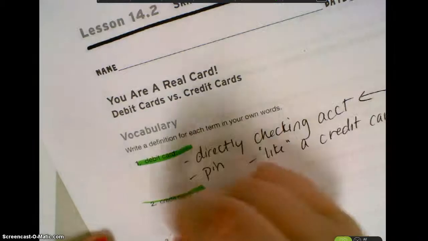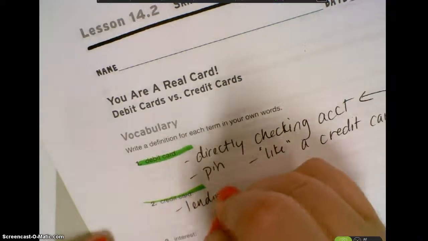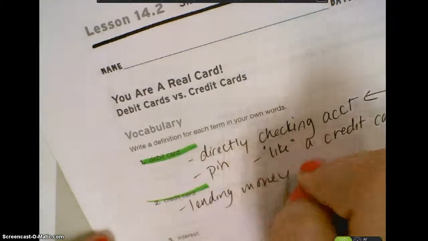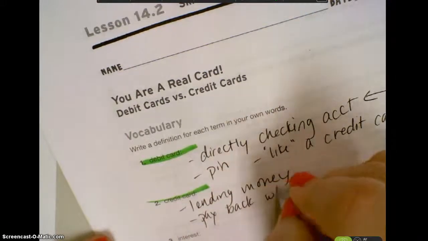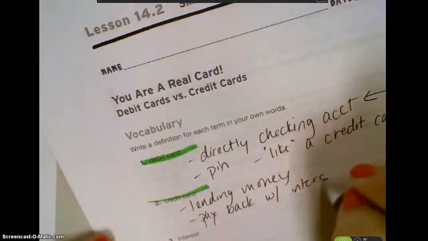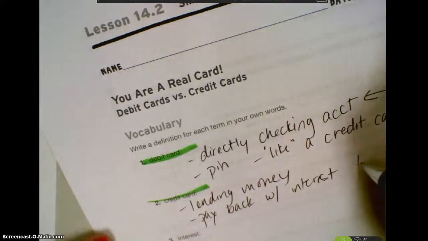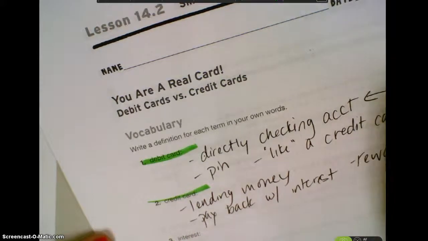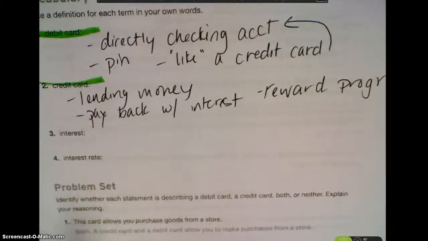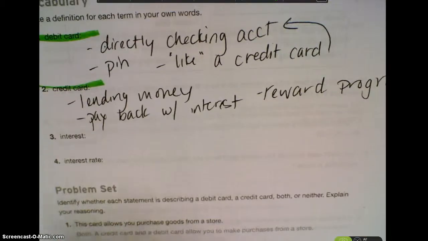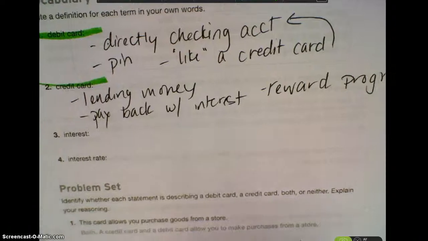Whereas a credit card is actually lending money. Usually you have to pay it back with interest. But usually you have a good reward program for using your credit card. I'm not writing on the screen, guys, I'm sorry. Both cards can be used pretty much to purchase anything at any time. Both your debit card and your credit card.